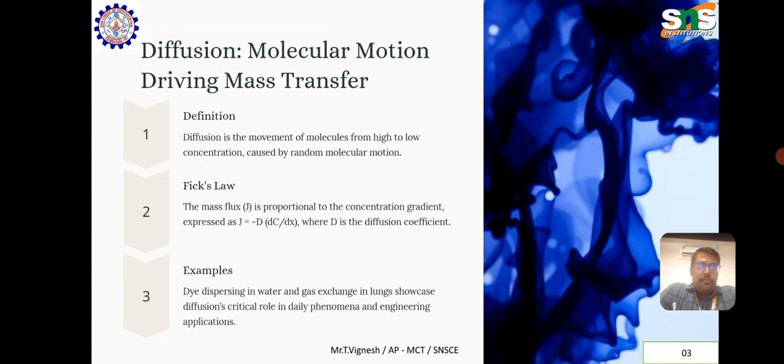For understanding mass transfer, diffusion is the movement of molecules from high to low concentration caused by random molecular motion. For example, take a dye factory. Dye disposed in water is a prime example of molecules moving from high concentration to low concentration. This is diffusion, and it is defined by Fick's law: the mass flux, expressed by J, is proportional to the concentration gradient.